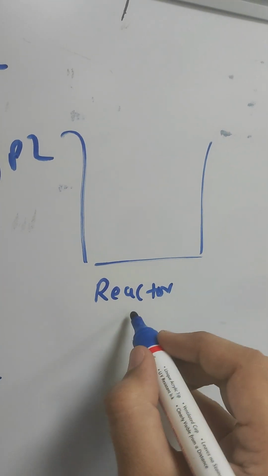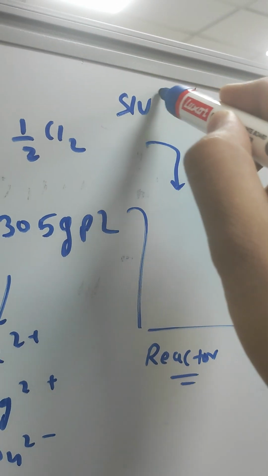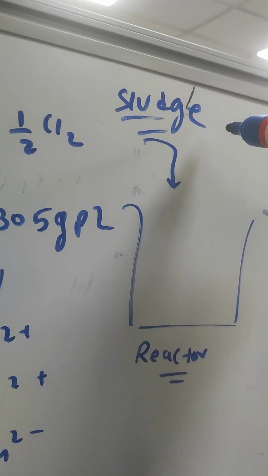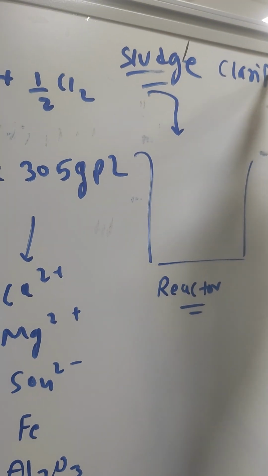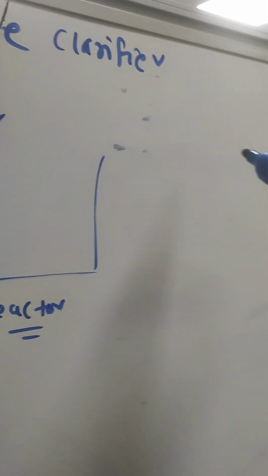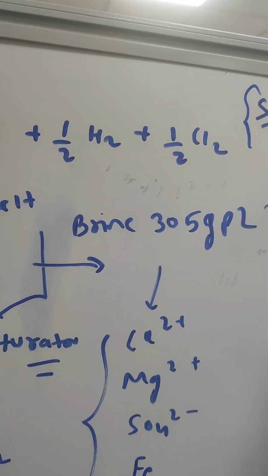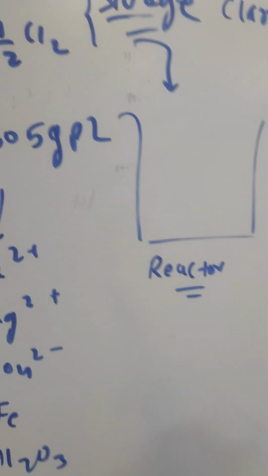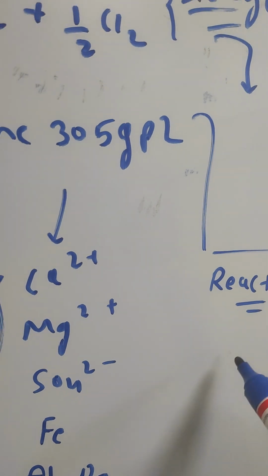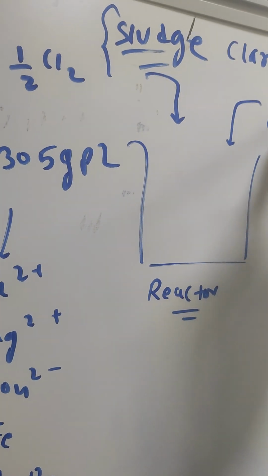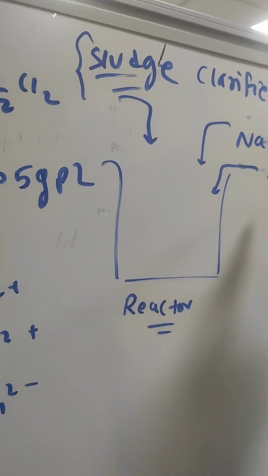In the reactor we have some reactions. What we add here is sludge, and I will tell you where the sludge comes from. This sludge comes from the clarifier, which is our next step. From the clarifier the brine is recycled here. In the reactor we add caustic, NaOH, and we add soda ash, Na2CO3.